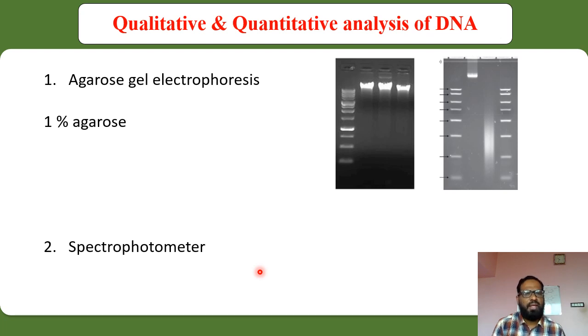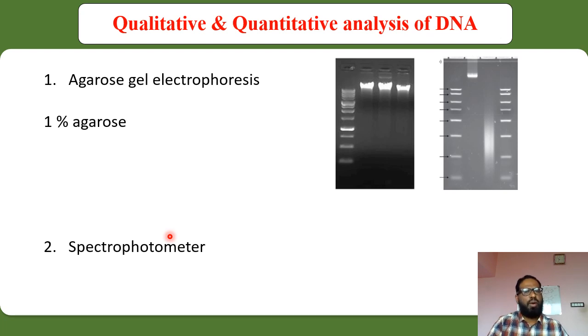There are two important techniques. One is called agarose gel electrophoresis, and the second is called spectrophotometry. You can use both to judge the quality as well as the quantity of the DNA molecule. You can use agarose gel electrophoresis, and even by using the spectrophotometer, you can judge the quality and quantity of the DNA molecule. That's why both these techniques can be used to judge the quality and quantity of the DNA molecule.